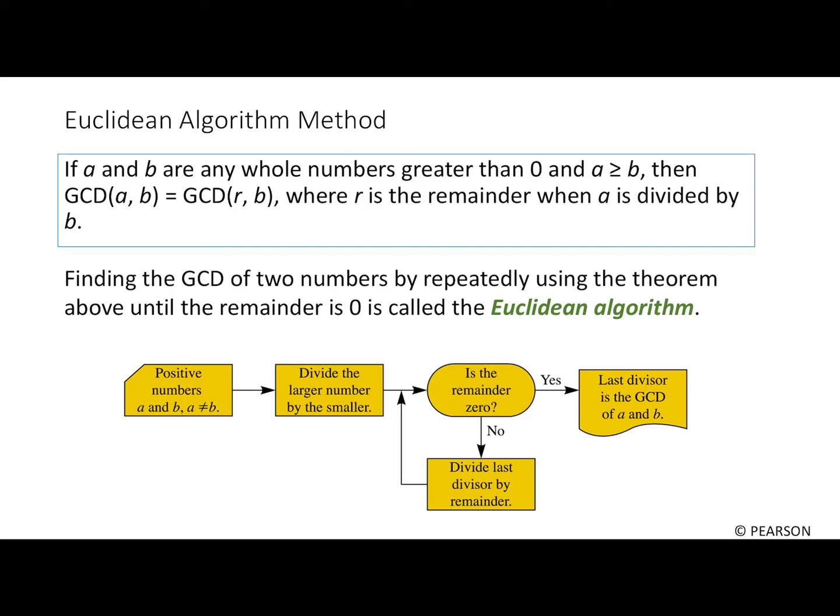So the process looks like this diagram down below. I'm going to start with my numbers a and b. I'm going to divide the larger number by the smaller number. If my remainder is 0, then the last divisor is my GCD. If it's not 0, I'm going to continue dividing. I'm going to divide the divisor by the remainder, and I'm just going to keep repeating until I get to a 0 remainder. So let's see that in practice. This is called the Euclidean algorithm.